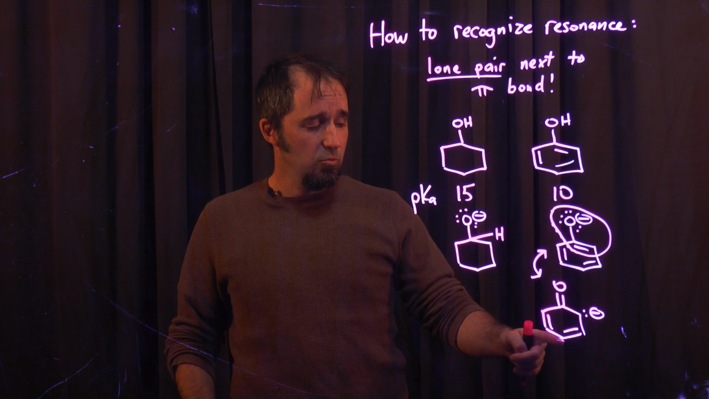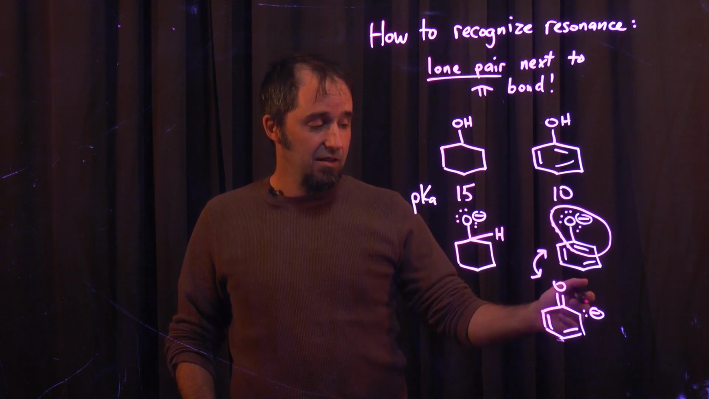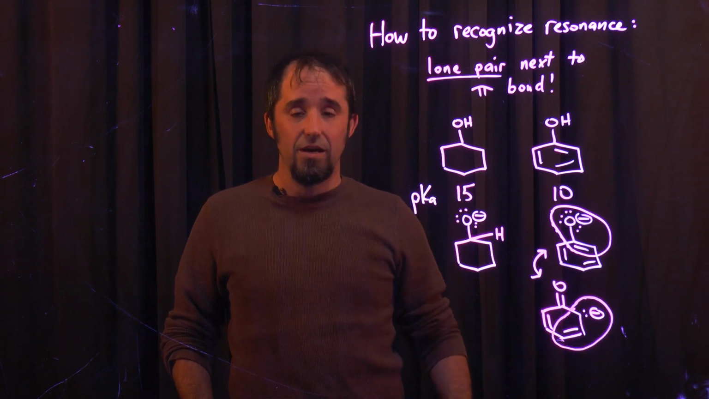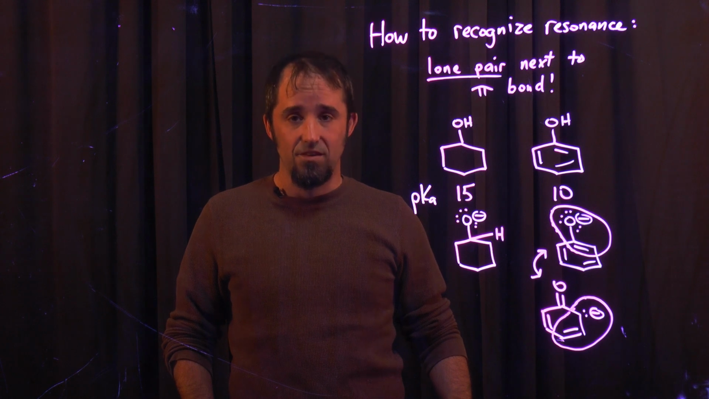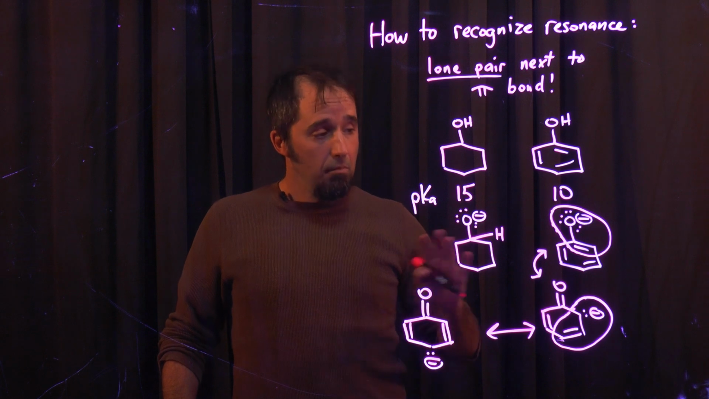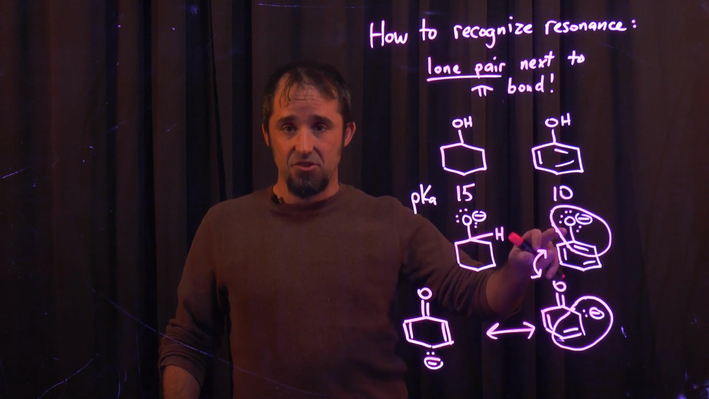Now, if you look at this resonance structure, you can actually see our pattern show up again. Here, I've got a lone pair next to a pi bond. So I can actually draw another resonance structure. So that charge can spread out. It's not equal. Most of the charge will still be on oxygen here.